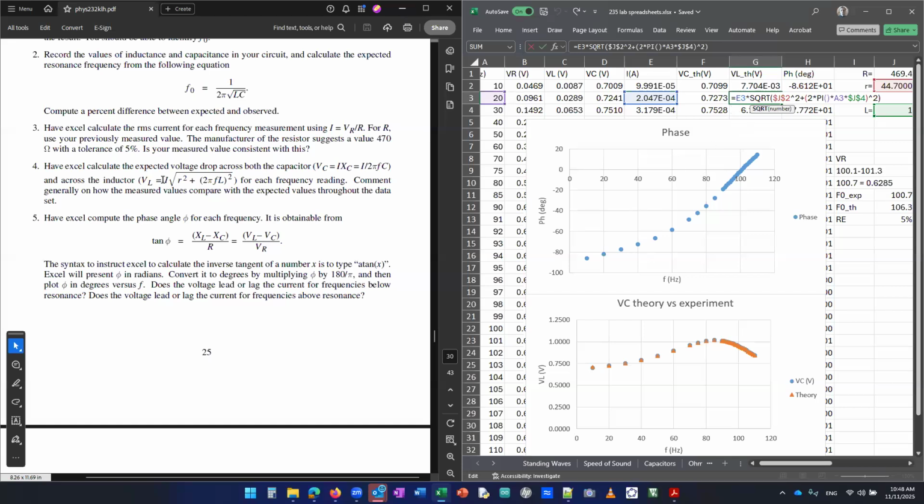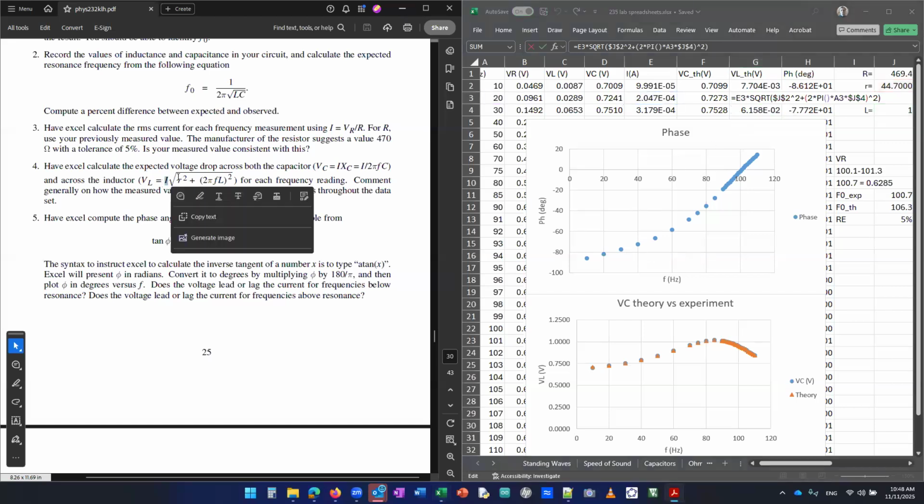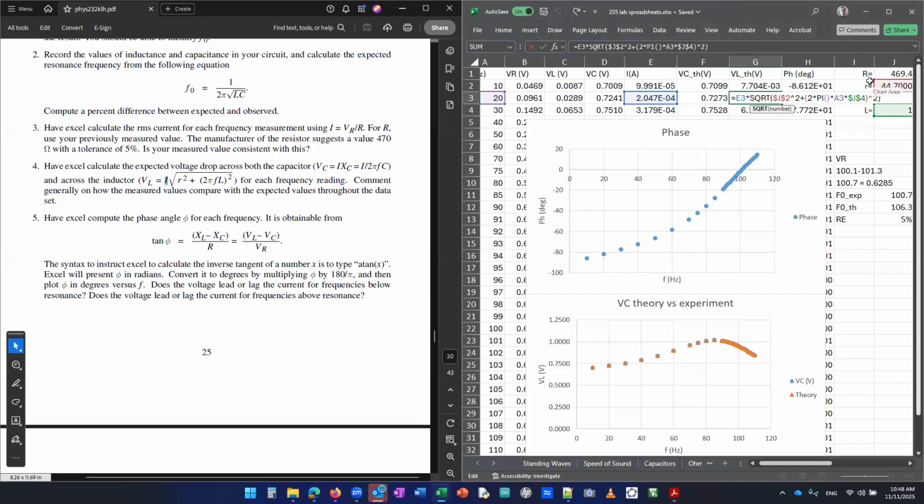So current, then resistance squared. This is the inductor's own resistance. So that's a 44.7 right here I have. I don't know why I have so many sig figs. I'm going to take care of that. And then square root and J2. I guess I don't need to fix the J, I need to fix the 2, so this reference doesn't go to the next row and such.